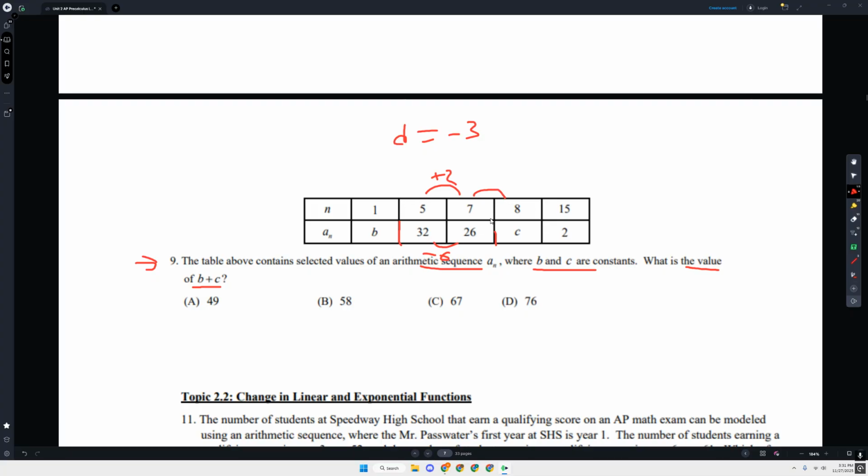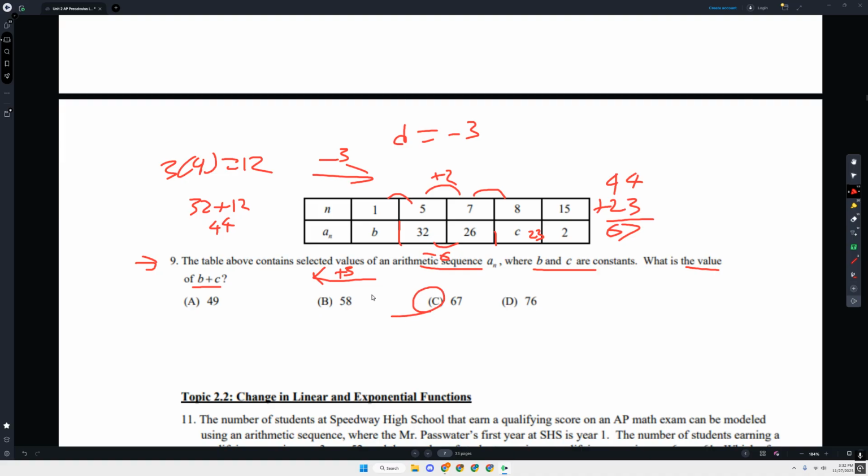So from here, if we're subtracting 3, this would become 23, because 26 minus 3 is 23. And then from there, you can also go the other way. If you're going down this way, you're subtracting 3, so going this way, we're going to add 3. We're going to add 3 four times. So 3 times 4 is 12. We're going to add that to 32, which would be 44. And then 44 plus 23 would be 67. So, C.